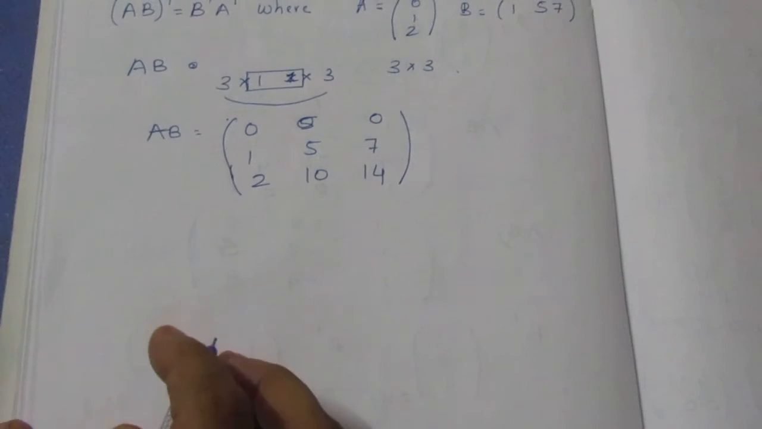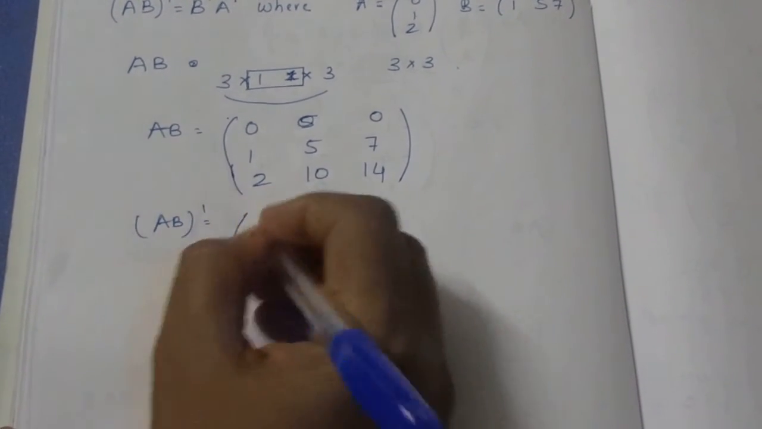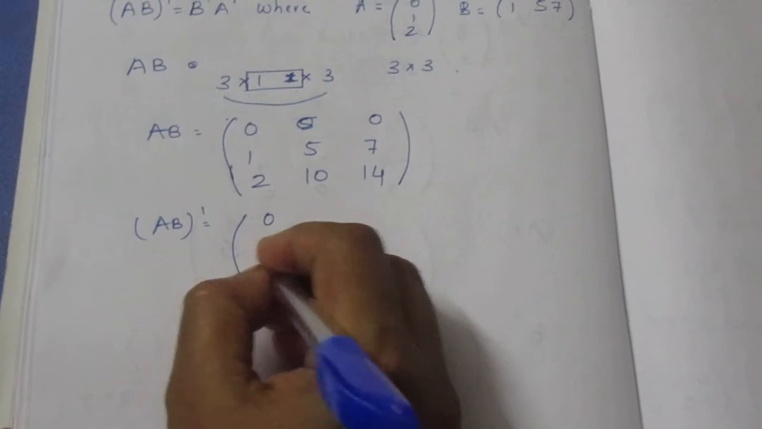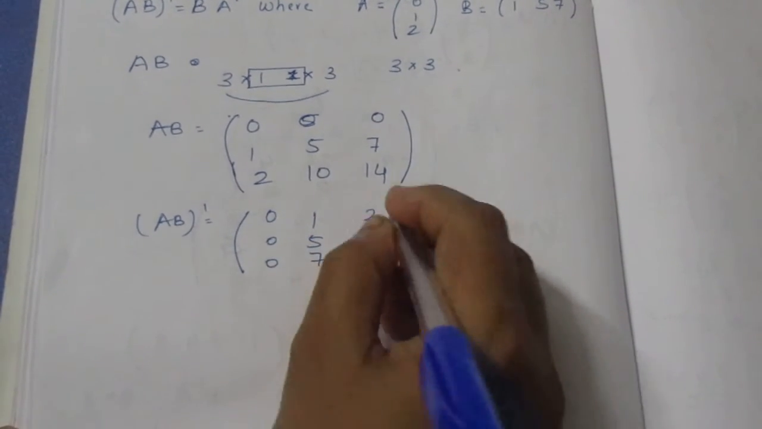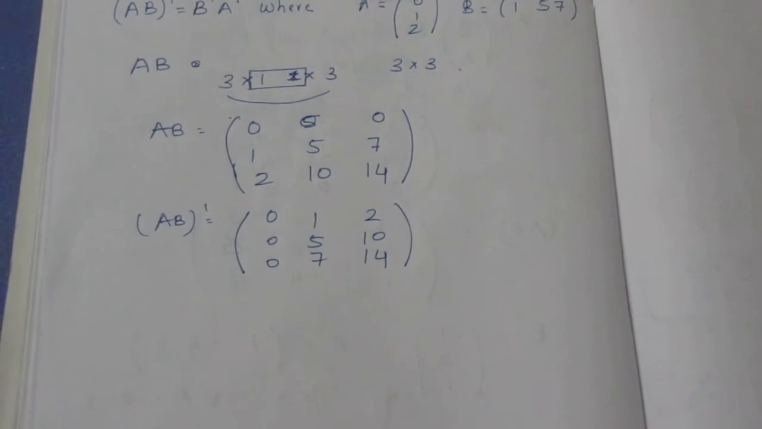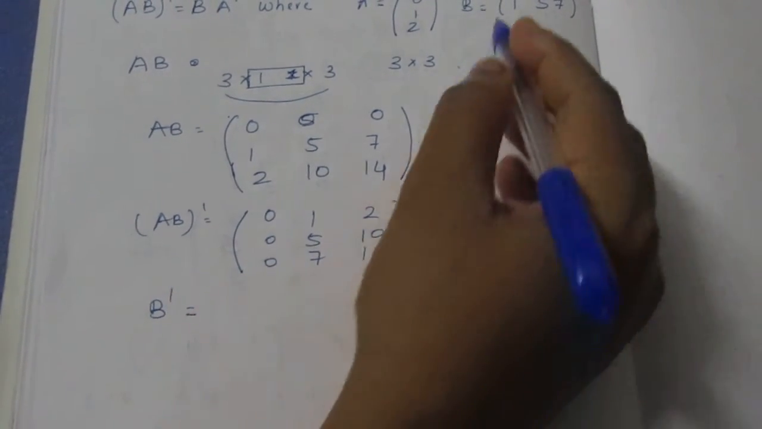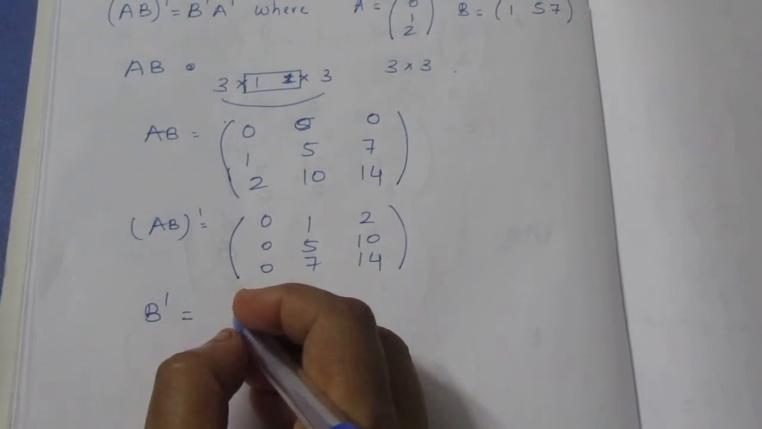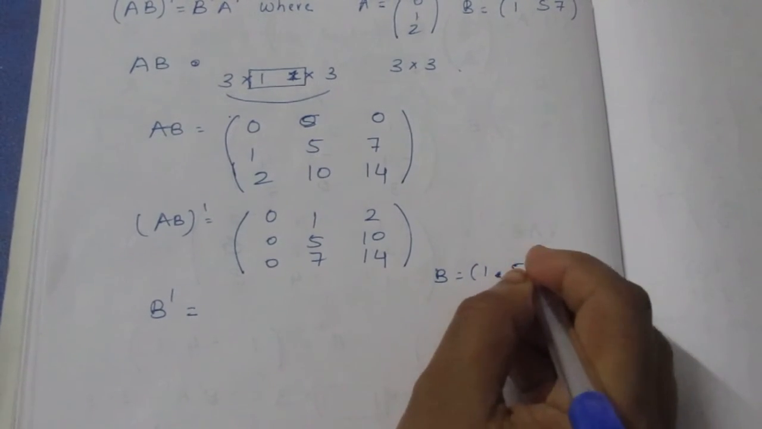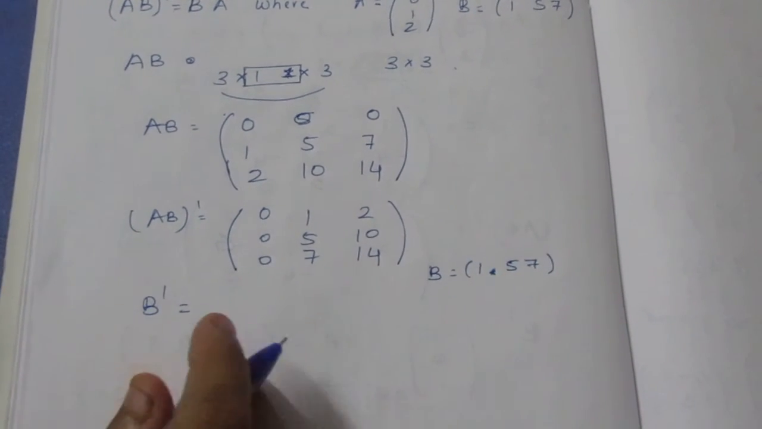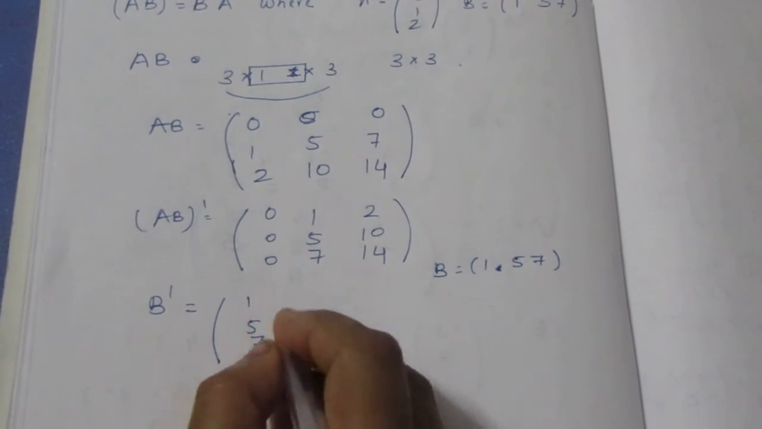We need to find AB transpose. AB the whole transpose is writing row as column, so it becomes 0, 0, 0, 1, 5, 7, 2, 10, 14. Now we'll write B transpose. B transpose is: first take B as 1, 5, 7. Now we need to change this to row as column, so it becomes 1, 5 and 7.